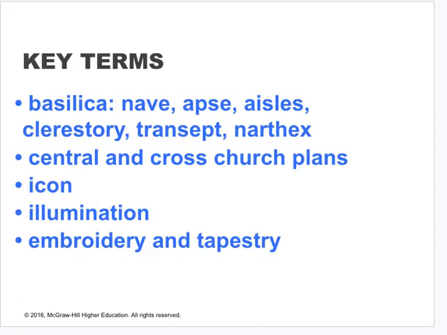There's several key terms here that you'll want to be looking for as we go through the lecture today. I'll let you write those down. A basilica is like a cathedral or a church from this time period, and it has these different parts in it: the nave, the apse, the aisles, clerestory, the transept, and the narthex.